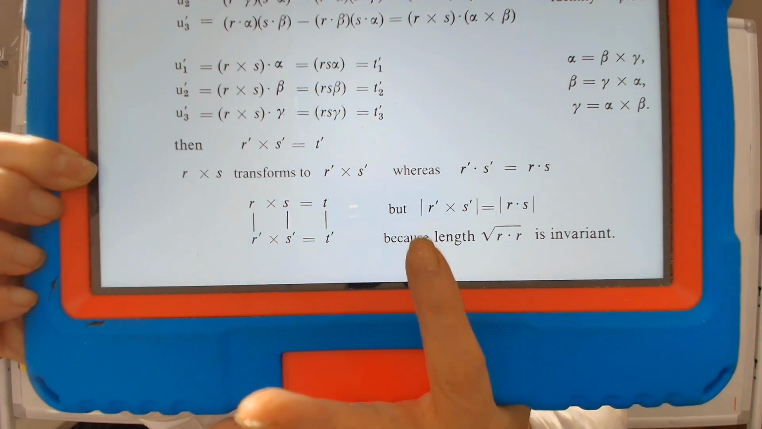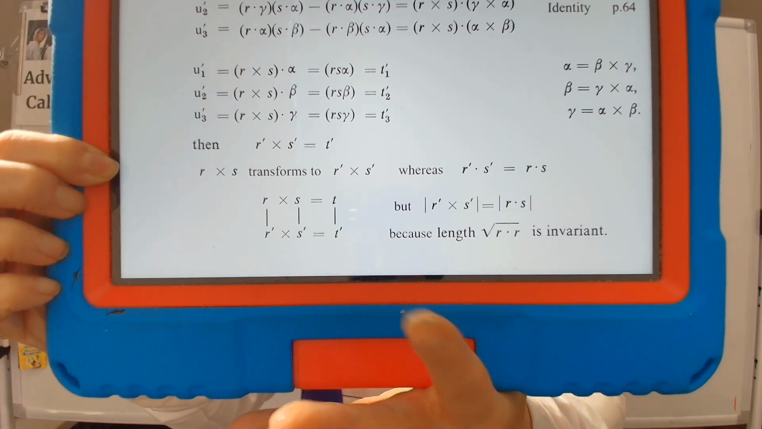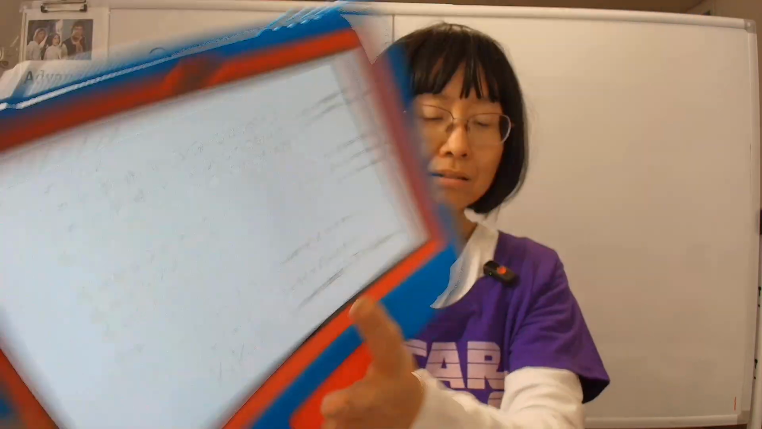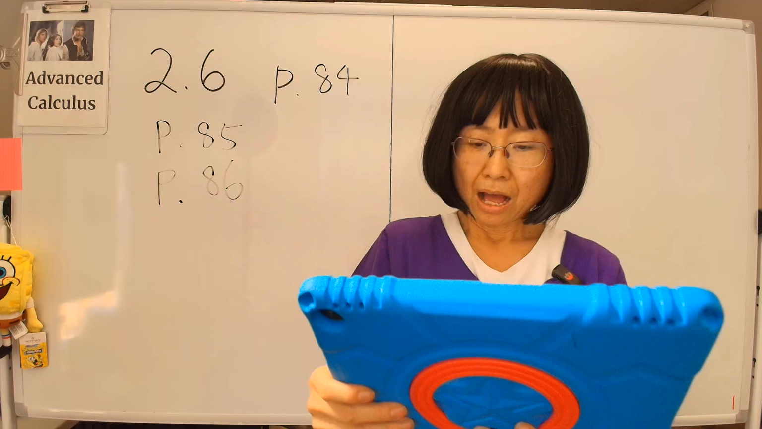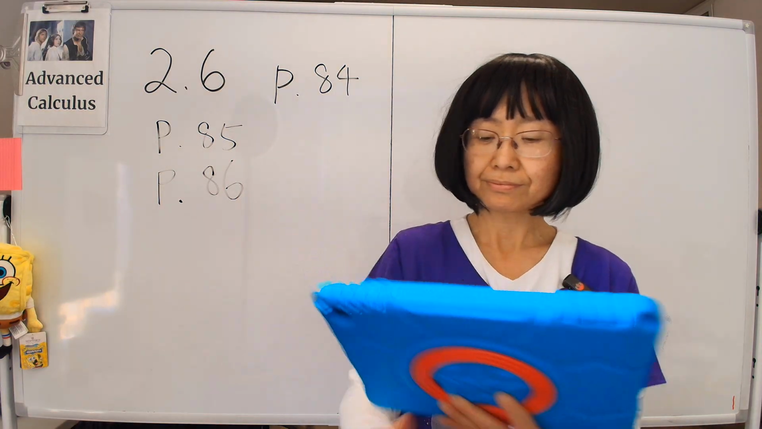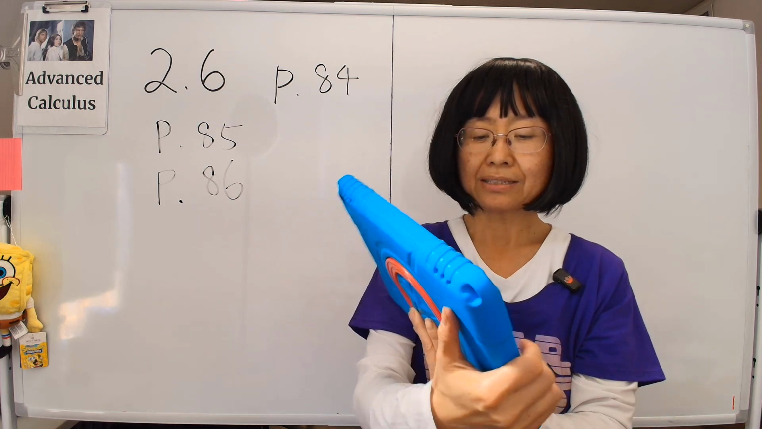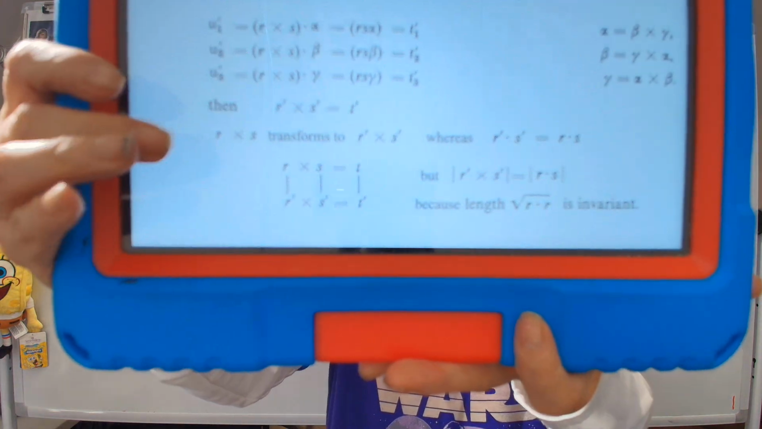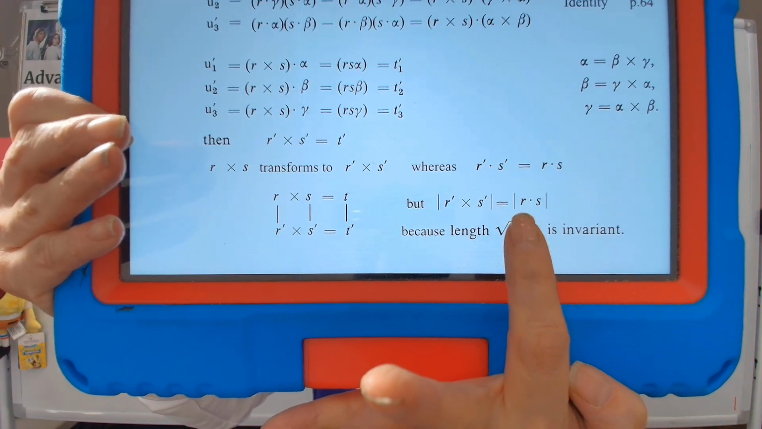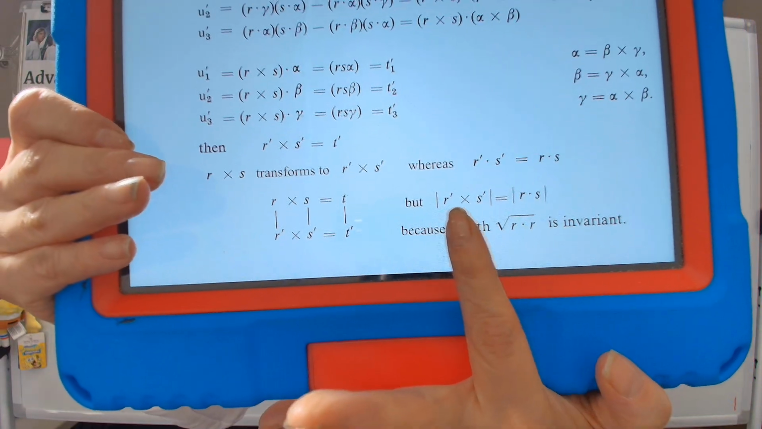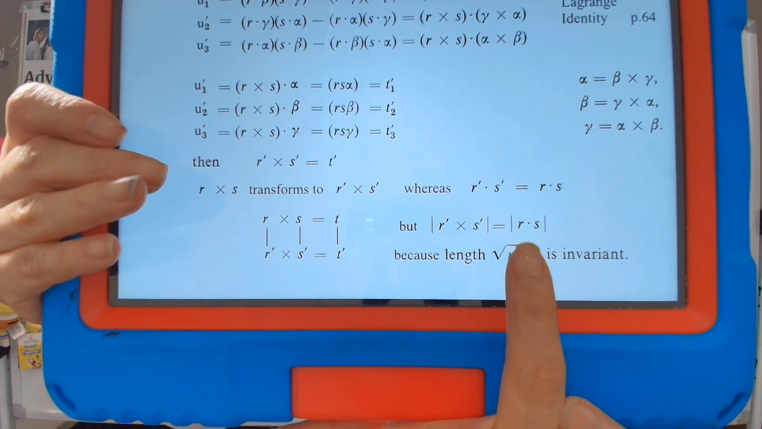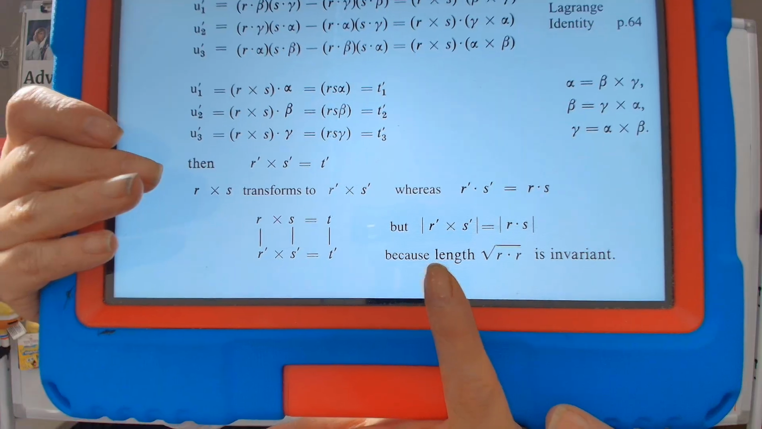However, there is one thing that is the same, because T is the same as T prime. That means that, wait a second, what do I have here? I wrote that wrong. It should be cross. What I should have here is that during the transformation of the cross product, this should say R cross S. I'm sorry that this says dot. I copied the wrong thing. Anyway, that is, R prime cross S prime is equal to R cross S.